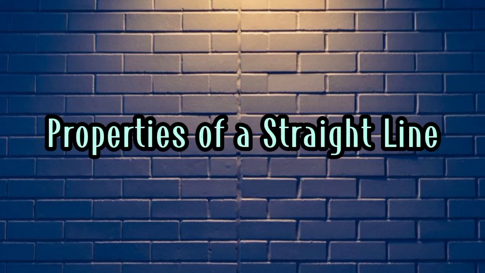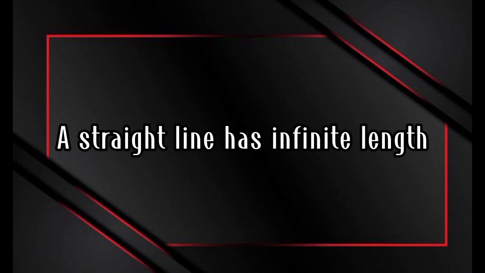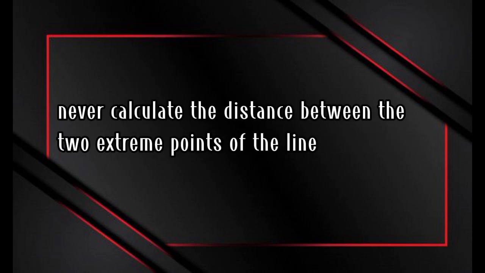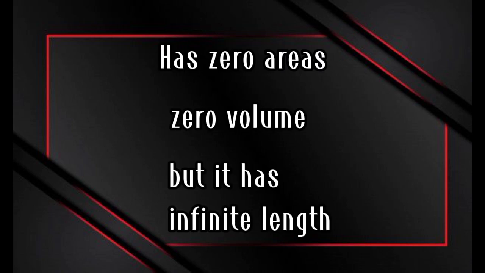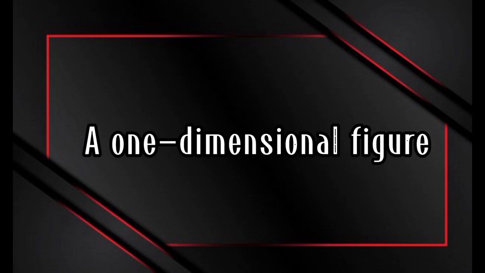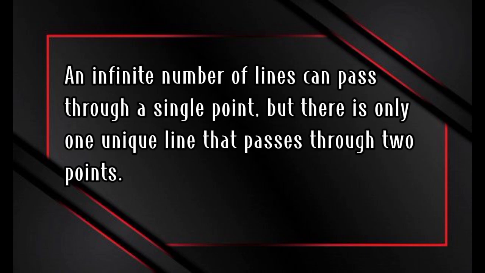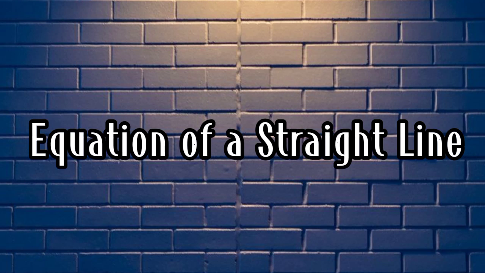Properties of a straight line. A straight line has infinite length. We can never calculate the distance between the two extreme points of the line. A straight line has zero area, zero volume, but it has infinite length. A straight line is a one-dimensional figure. An infinite number of lines can pass through a single point, but there is only one unique line that passes through 2 points.